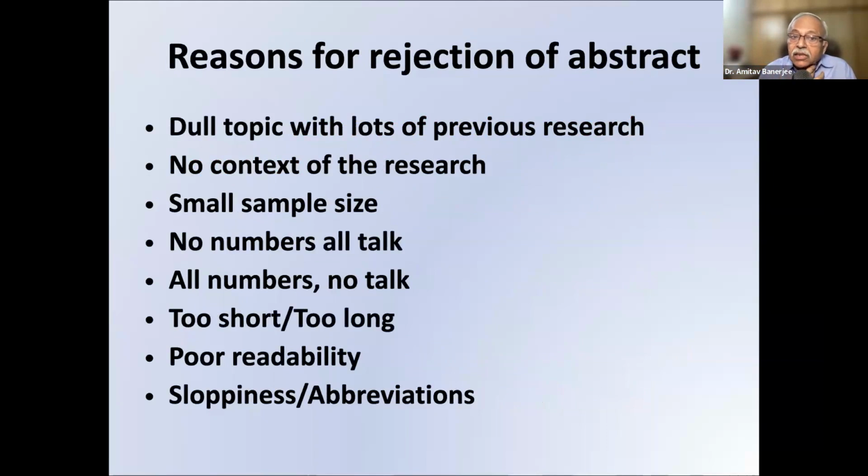And why are abstracts rejected? A dull topic with a lot of previous research. No context, you don't give the background. Small sample size. No numbers, all talk. You are just saying they felt better, adjectives without numbers. Or sometimes you are just adding all numbers, no talk, all p-values and complexity, but nobody can make anything out of it. Either too short, too long, poor readability, sloppiness, abbreviations. So these are the reasons.